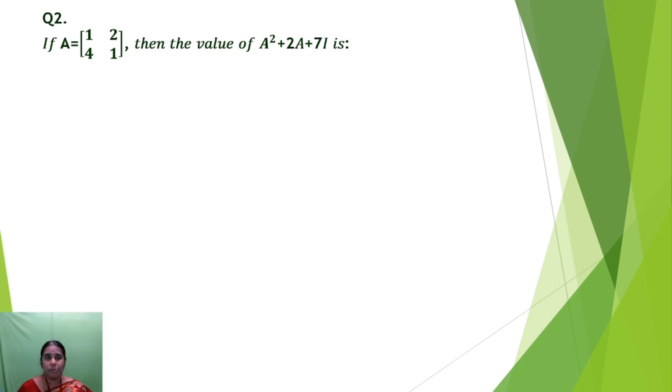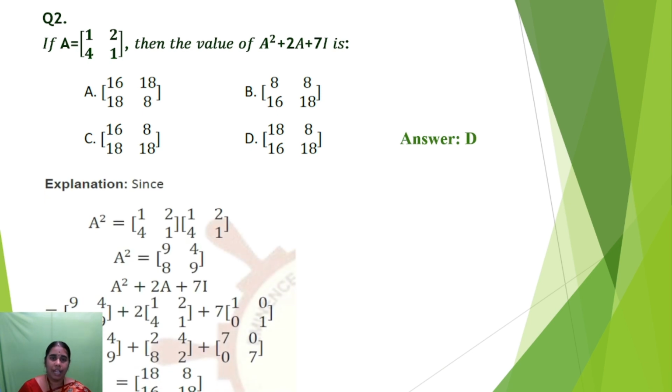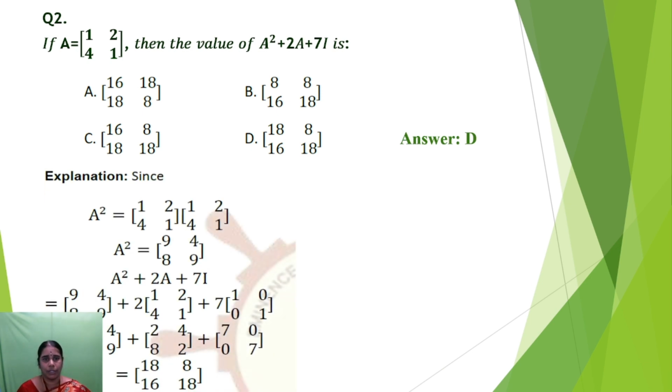This is very much simple. How you can calculate, in a sense, they have given the answer in this way. Okay, but the answer is D. How did they calculate? Just substitute the value.